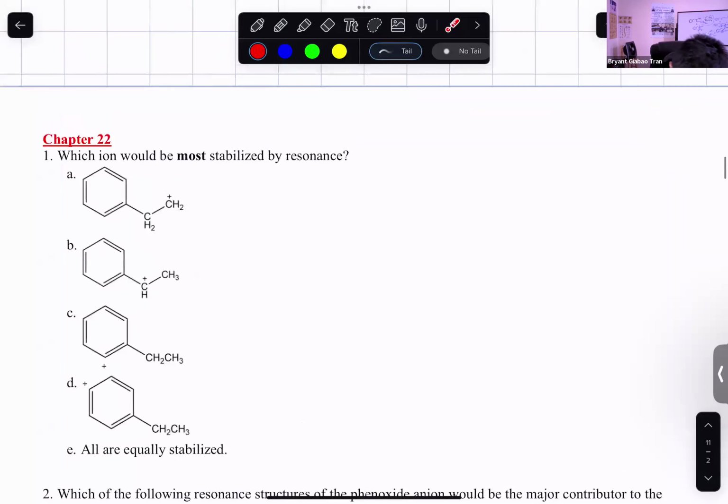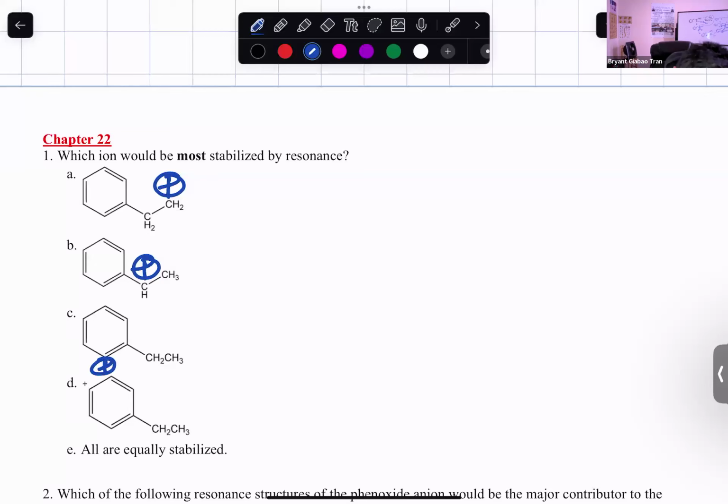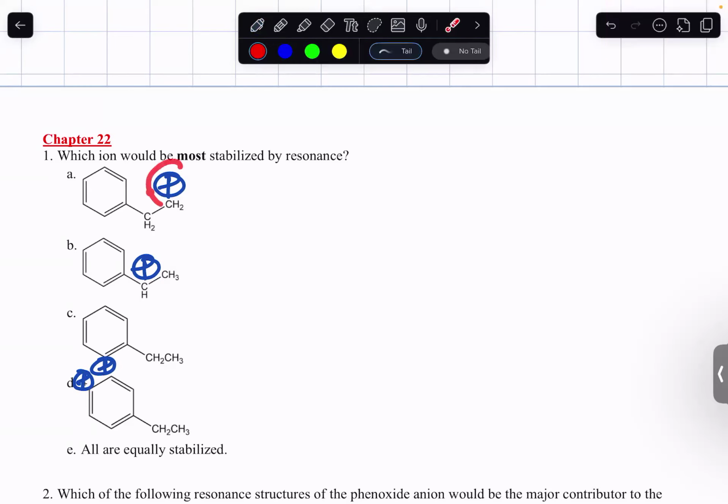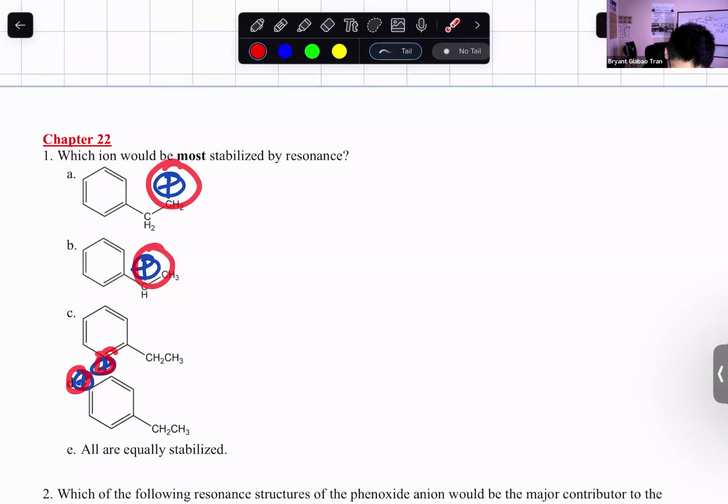Okay. So, which ion would be most stabilized by resonance? So we have a positive charge here, a positive charge here, a positive charge here, and a positive charge here. So what's your thought process on this? How do you think about this problem here? Like what's your guess on this here? Is it like the more resonance it can do, the better stabilized? Yeah, more resonance, more stabilized, right? And we're looking at the positive charges here, and which positive charge can do the most resonance?